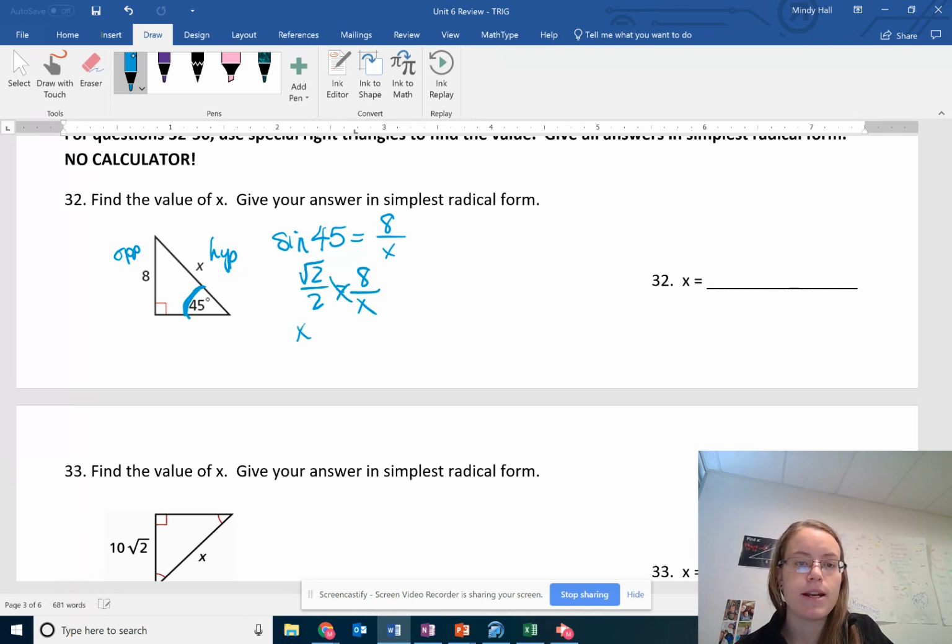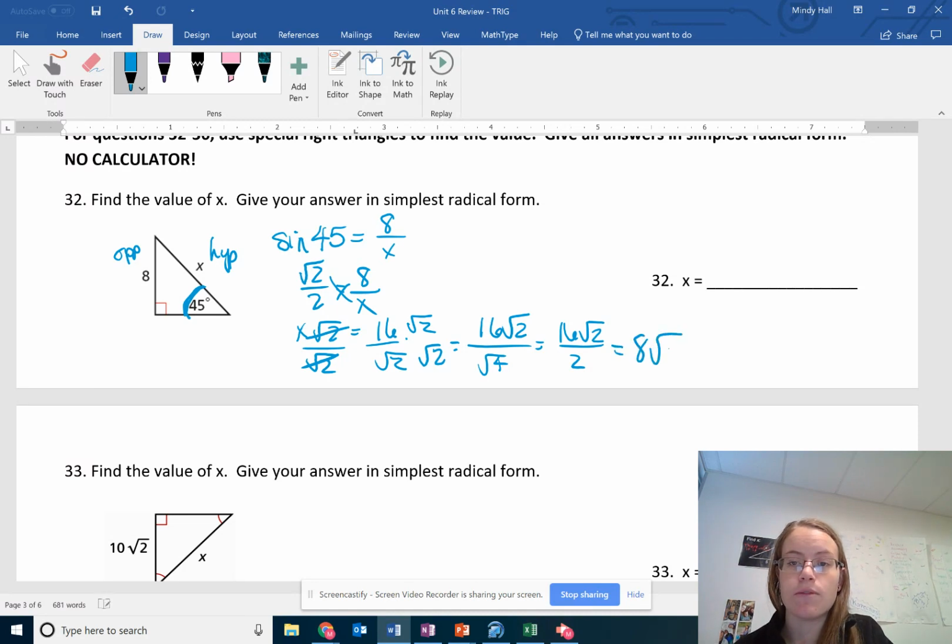So we'll cross multiply and have x times the square root of 2 equals 2 times 8, which is 16. Then we divide by the square root of 2, but we can't leave it like that. So we rationalize by multiplying by the square root of 2 on the top and bottom. So we have 16 square root of 2 over the square root of 4, which many of you already know is 2. And 16 divided by 2 is 8, so then it's 8 square root of 2.